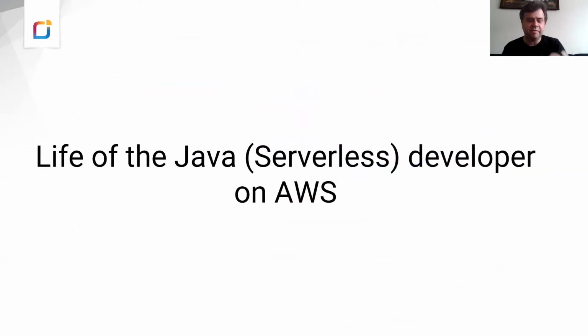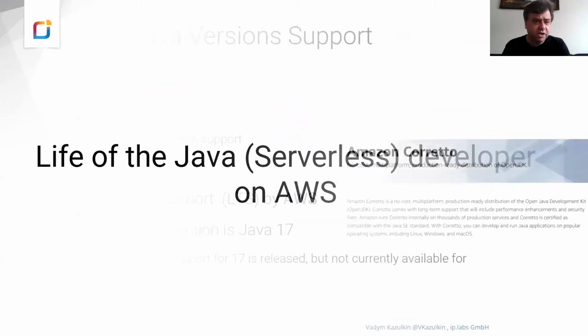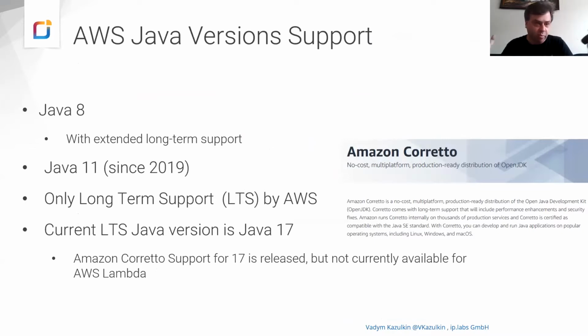Now, if we look into the life of the Java serverless developer in AWS, you will find this picture. It's not surprising that Java 8 is supported for serverless services with even extended long-term support. AWS offers Amazon Corretto, the Amazon offering similar to Adopt OpenJDK, and they will even support Java 8 until 2026. For good or bad, it's your decision to stay with it so long, but they patch all the security and performance improvements from Oracle itself, and it's given for free.